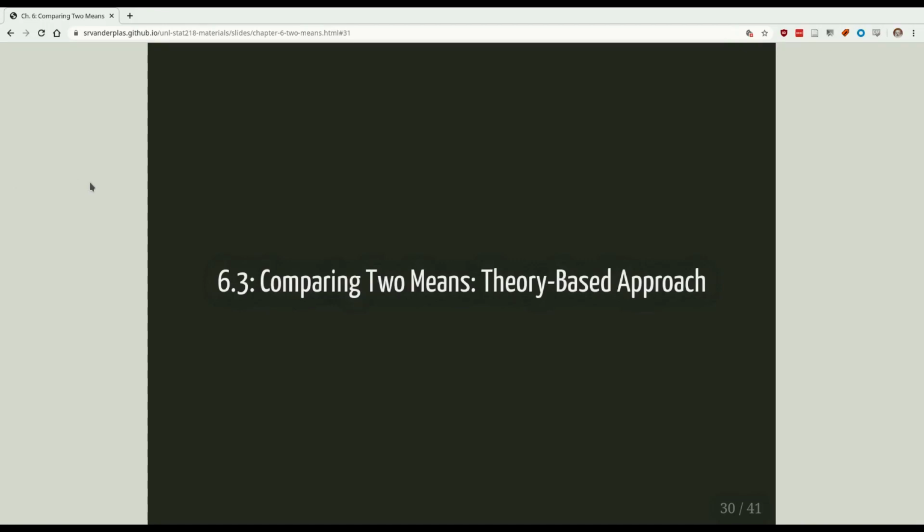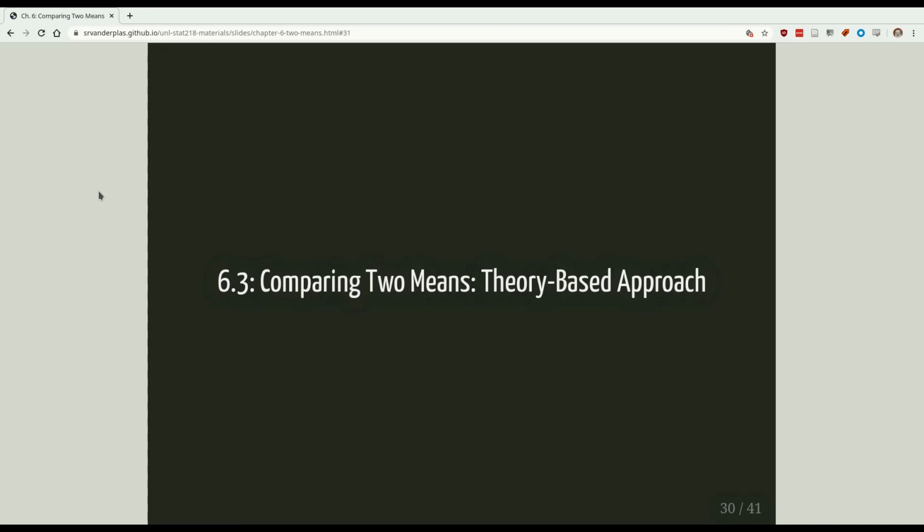Alright, welcome to Chapter 6.3. So just to remind you, in Chapter 6.2 we talked about how to simulate studies comparing two means. So in Chapter 6.3 we're going to talk about how to accomplish the same task using the theory-based approach.